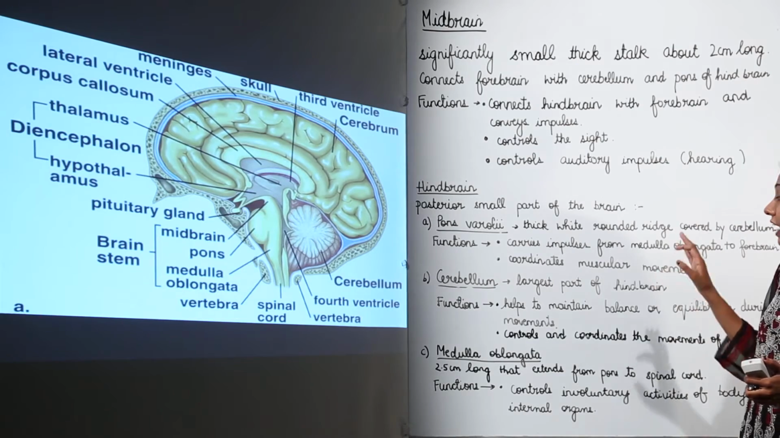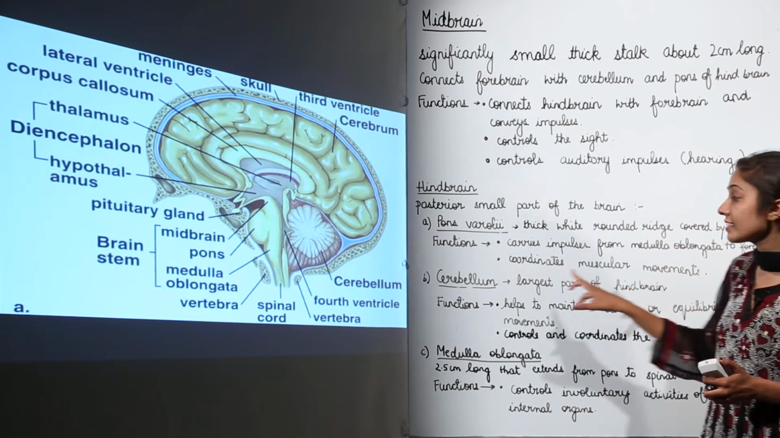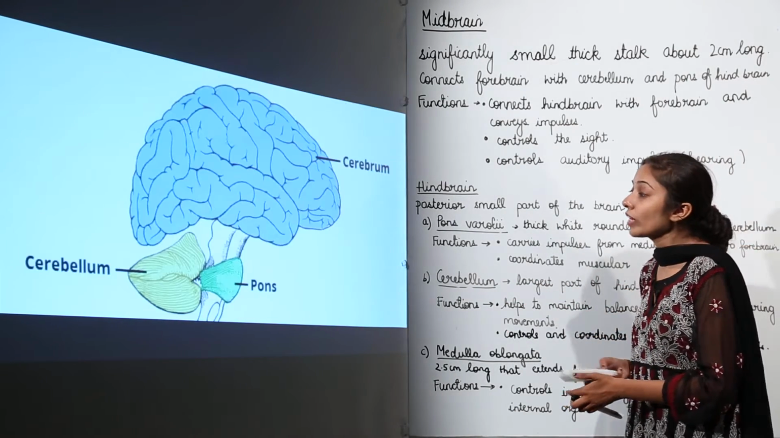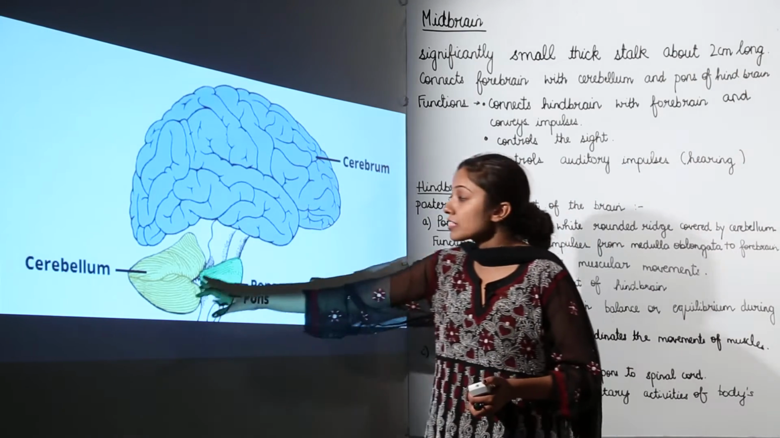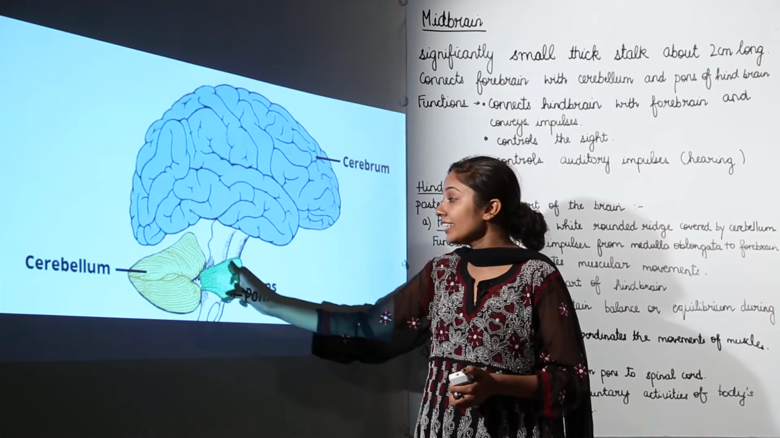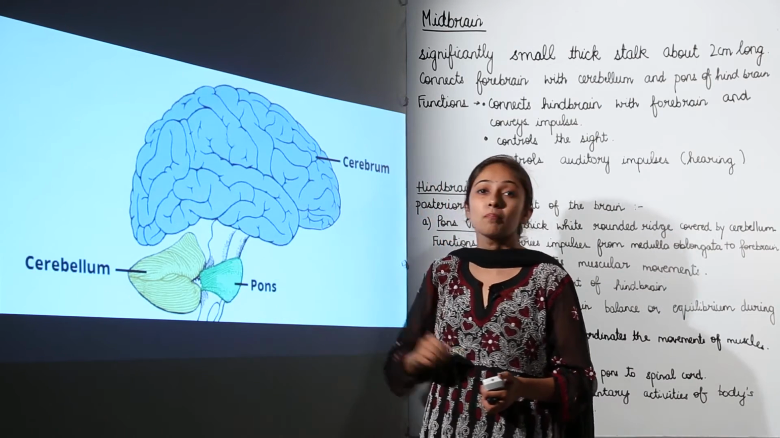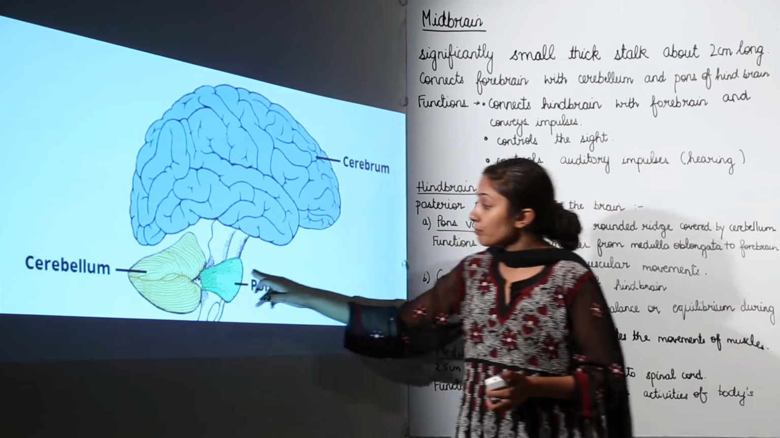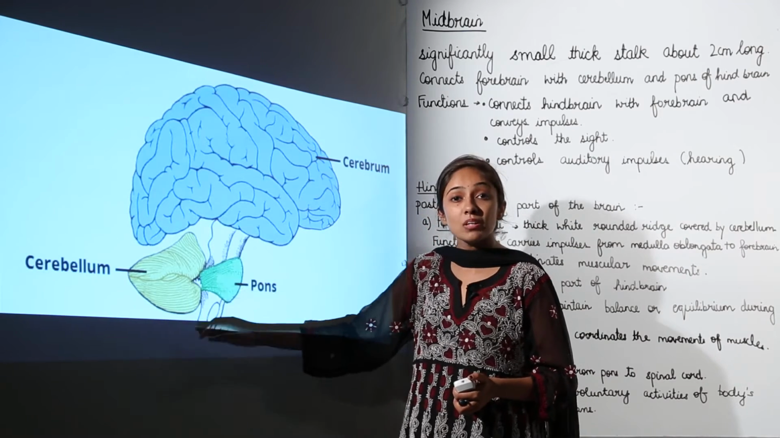Then moving on to the largest part of hindbrain, that is the cerebellum. Now let's first of all look at its location. Cerebellum is located behind the pons but above the medulla oblongata.